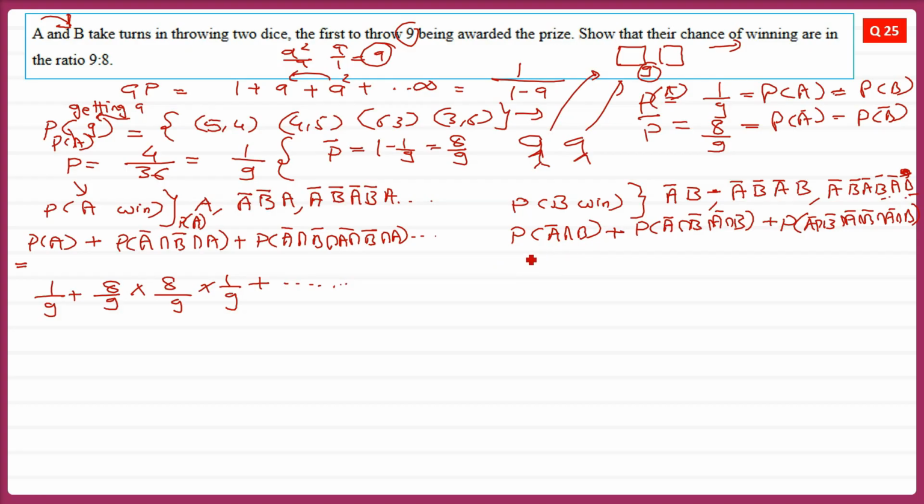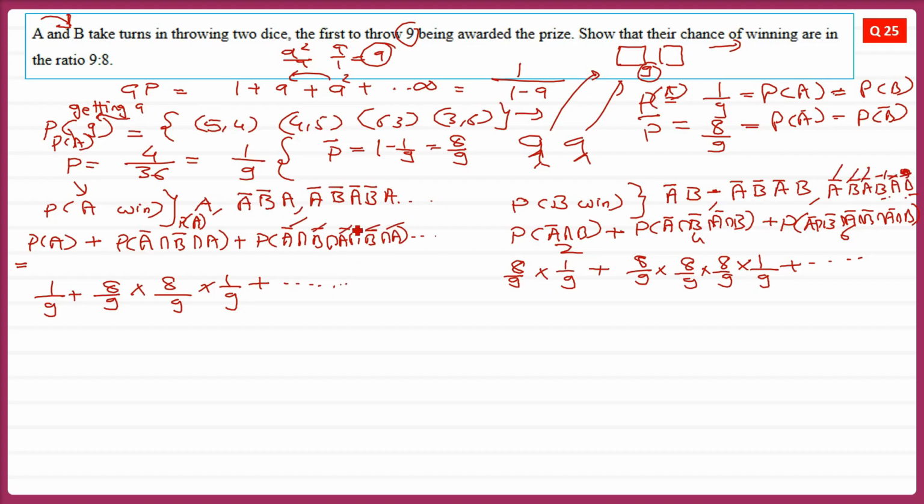Coming to the B winning side by side, A bar and B, so multiply these two. PA bar is 8 by 9, PB is 1 by 9, so PA bar multiplied by PB, multiplied by PA bar, multiplied by PB. This is going to give you 8 by 9 multiplied by 8 by 9 multiplied by 8 by 9 and multiplied by 1 by 9, because here B is winning. Now I am going to let it go forever, because we will know the pattern in just a bit.